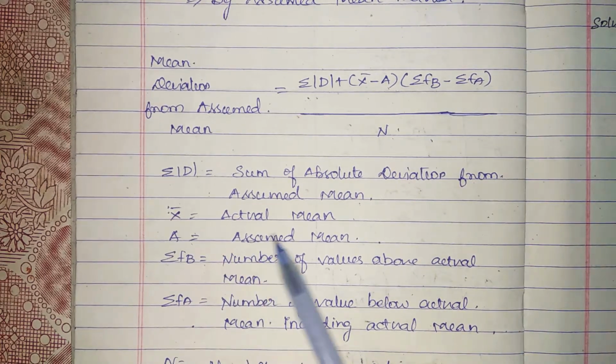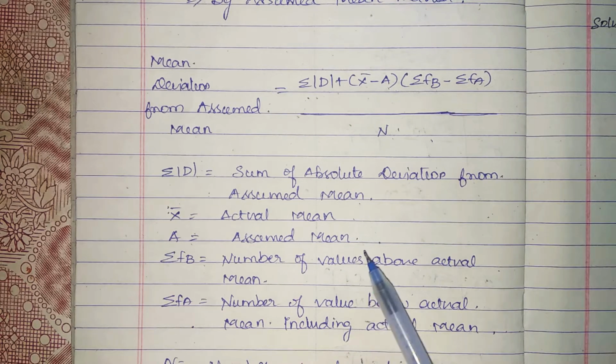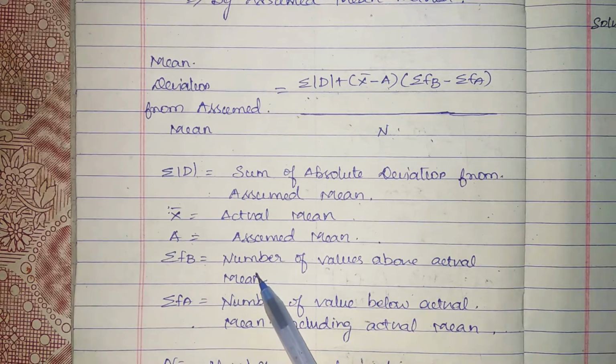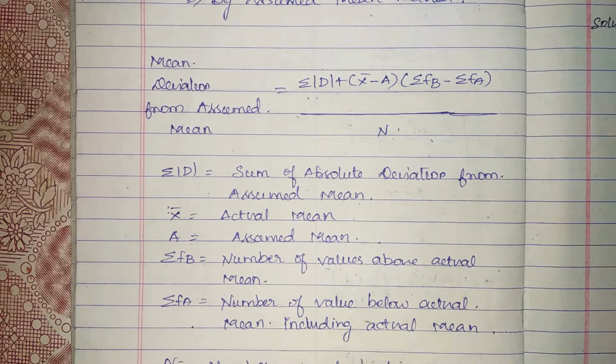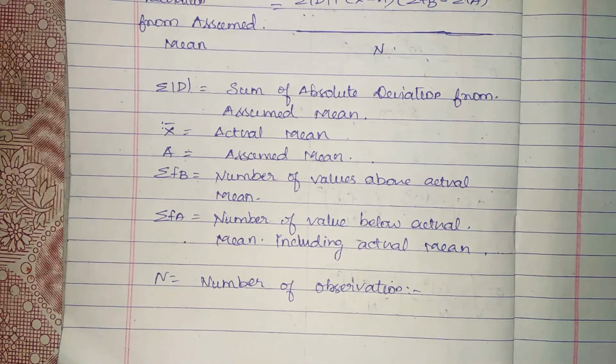X bar is the actual mean, a is the assumed mean, and summation fb is the number of values above the actual mean. Summation fa is the number of values below the actual mean, including the actual mean number. And n is the number of observations. By this, we are now going to see one example sum.